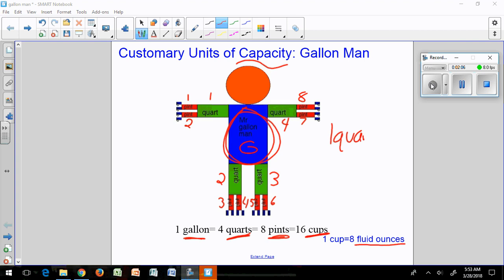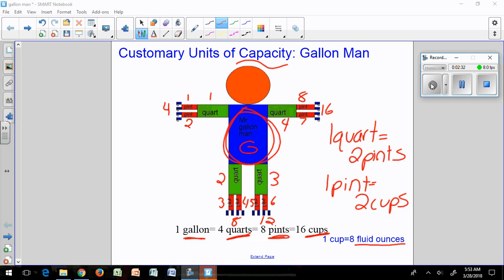In 1 quart, make sure you're writing this down with me, there are 2 pints. And 1 pint equals 2 cups. So we have 4, 8, 12, 16 cups in 1 gallon. Gallon man shows us all of the different conversions from a gallon: 1 gallon equals 4 quarts equals 8 pints equals 16 cups. But it can also show us what's in a quart.